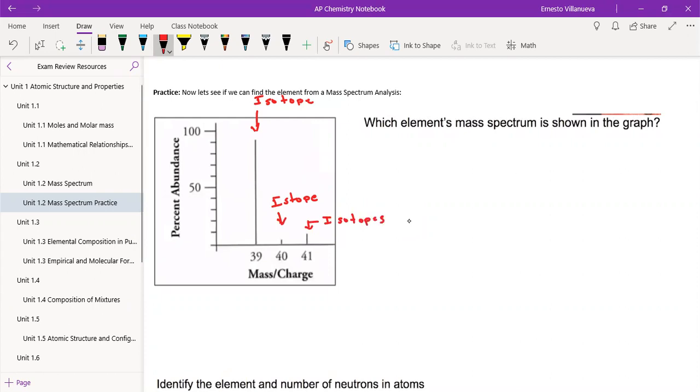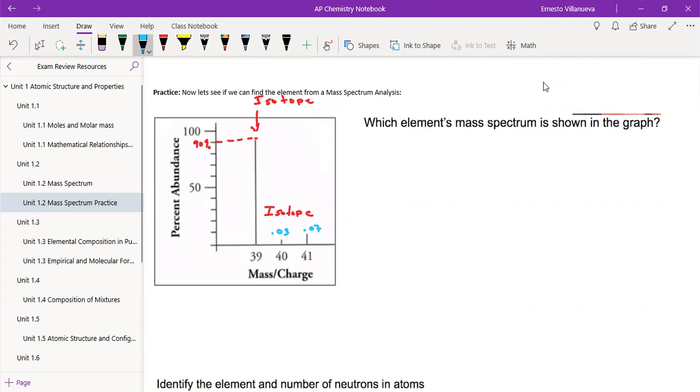Now, the first isotope has a mass charge of 39. Next one is 40. Next one is 41. So you're going to be somewhere in that ballpark. Let's take a look and see if we can figure out what element this is. I went ahead and filled in the values here. Like I said, I don't want to take too much of your time.